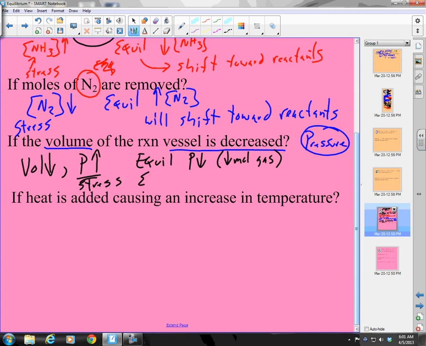So the equilibrium shifts toward products. Got it? Perfect. Okay, if heat is added, causing an increase in temp.